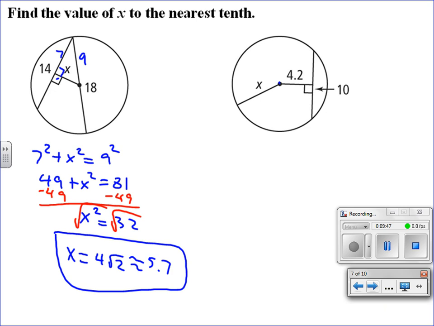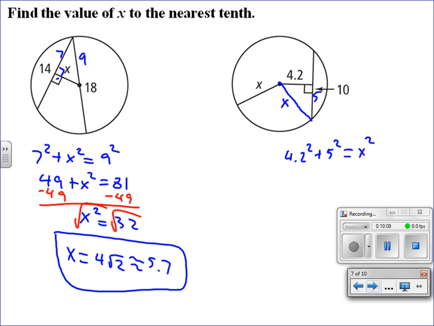Yes. All right, look. All you have to do is draw this line from here to here, and that has to be x also because it's a radius. And so you have a right triangle. So if this whole thing is 10, then this would be 5. And so you do 4.2 squared plus 5 squared equals x squared.